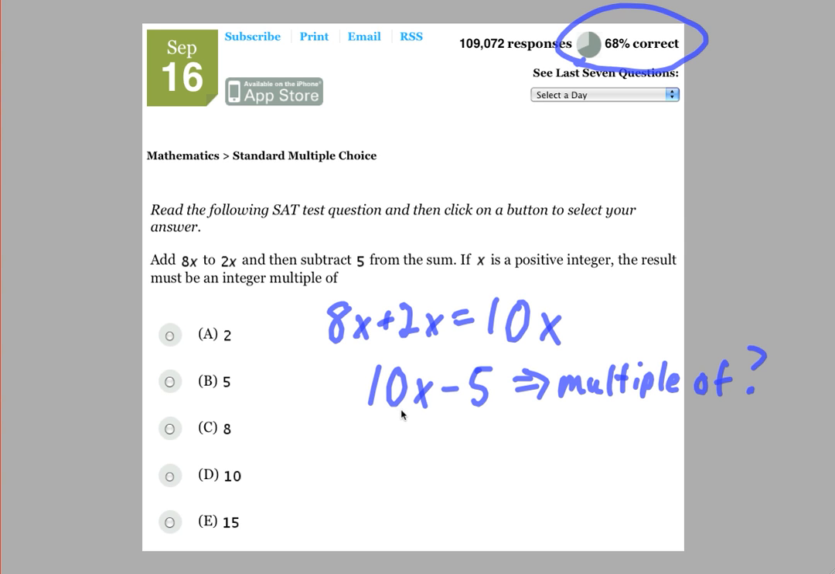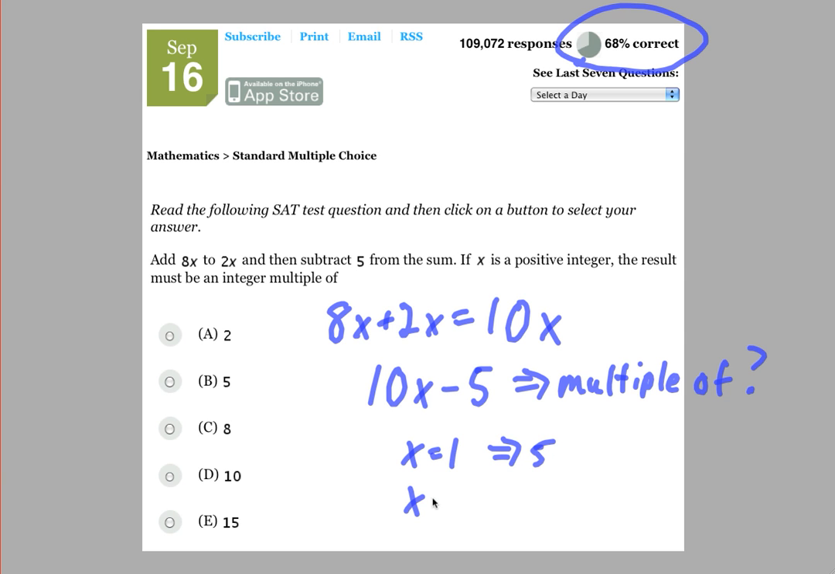Okay, well, it depends on how you think of it. There's a couple ways to look at this. For one, you're going to have a multiple of 10 as the first term, and then you're going to be subtracting 5. So for example, if x were 1, it would be 10 minus 5 is 5. So if x is equal to 1, the whole thing equals 5.